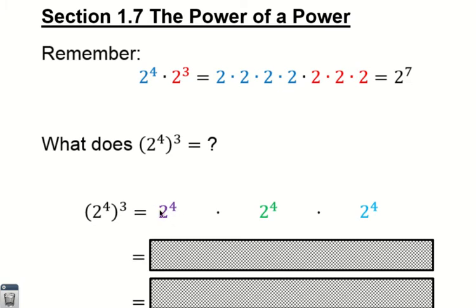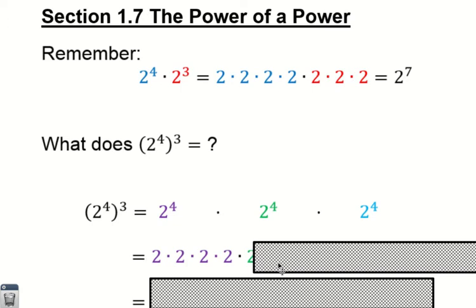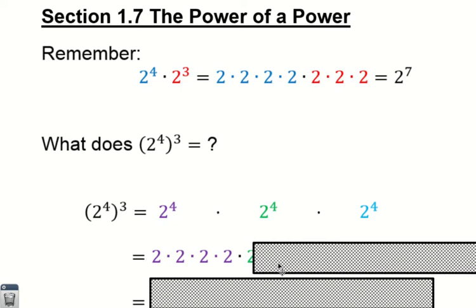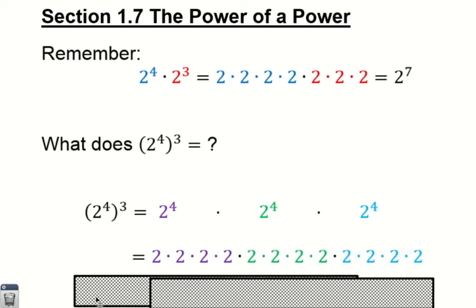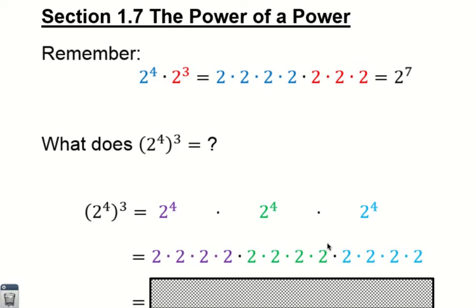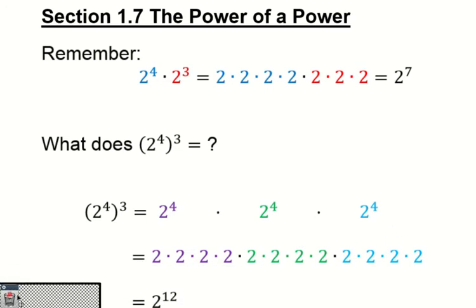And then individually, this purple 2 to the 4th, wouldn't that be 4 factors of 2 right there, and then another 4 green factors of 2, and then another 4 blue factors of 2? And if you count all these, 2 times 2 times 2 times 2 times 2 times 2 times 2 times 2 times 2 times 2 times 2 times 2, what is that? 2 to the 12th.